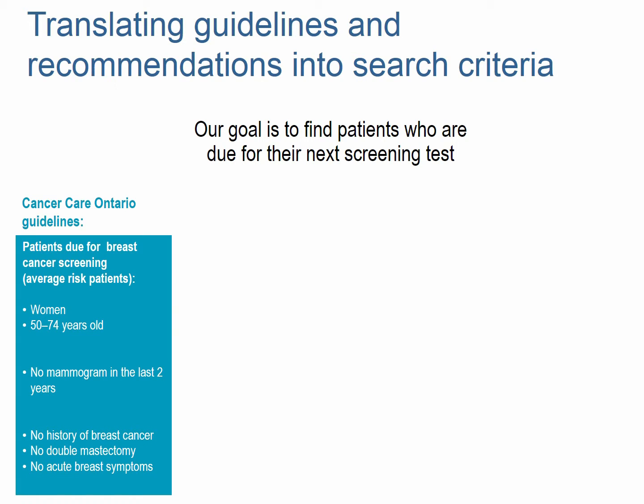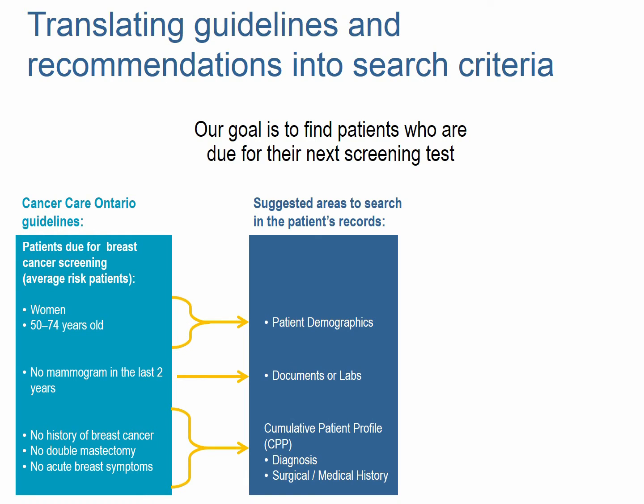In our first box, we've listed the clinical guidelines for average risk breast screening. In the second box, you can see that the data for these criteria may be found in distinct areas of the patient's chart. Age and sex information are found in the patient demographics. Records of mammograms may be found in documents or lab sections. And patient and family medical history may be found in fields within the cumulative patient profile.